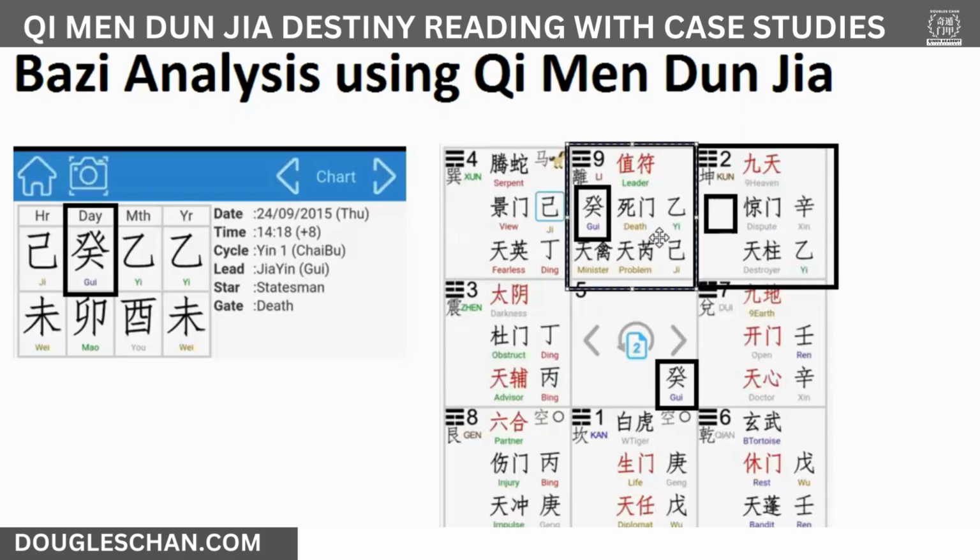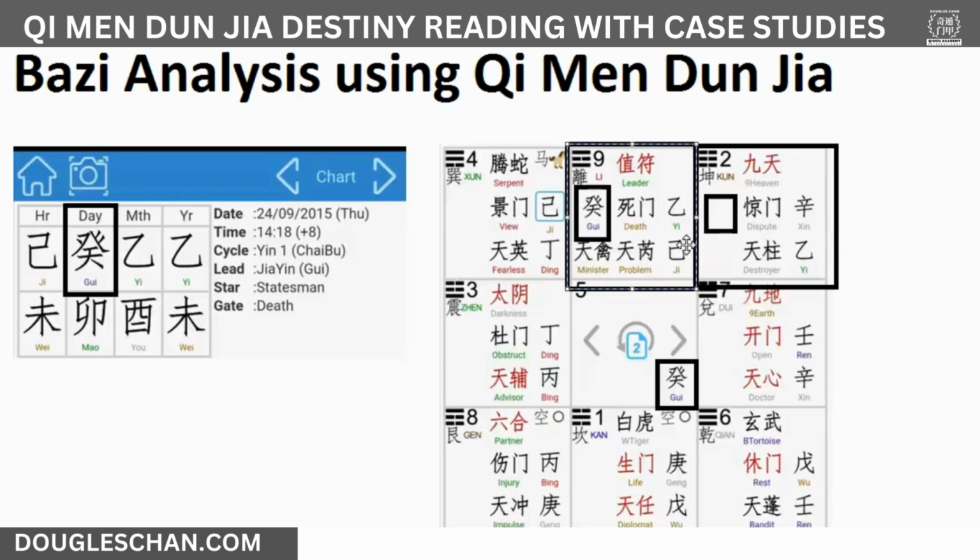So 2 and 9 are basically the person's character. 2 and 9 represent the person himself. So he belongs to box 2 and box 9. The question is, why are there 2 boxes instead of 1? The logic is this. Box number 2 represents his age from birth all the way until 35 to 40 years old. This is him. After 35 to 40 years old, his energy will change to box number 9.